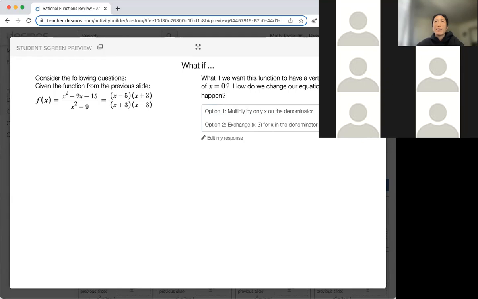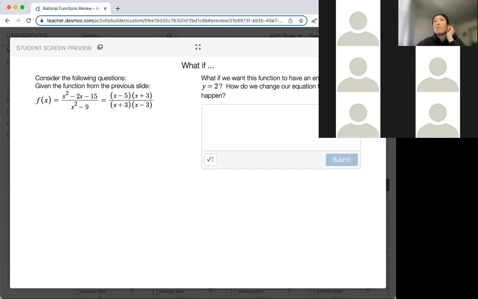All right. Looks like we've got about 3 more what if questions here. So what if we want this function to have an end behavior of y equals 2? Before we talk about this question, horizontal asymptotes are one way of describing end behavior. What was the horizontal asymptote for this function? It was y equals 1. I agree. The horizontal asymptote was y equals 1.